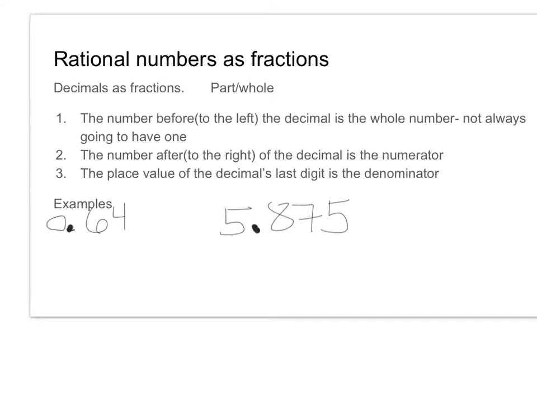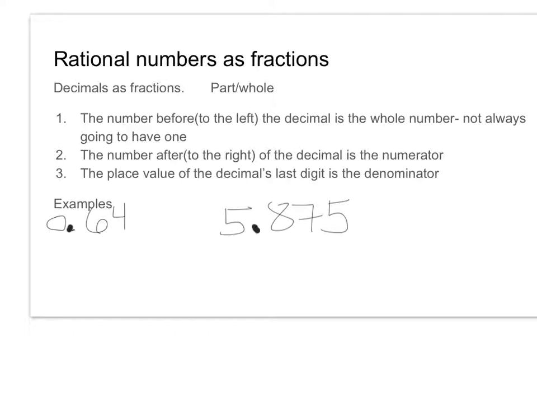So we can make decimals into fractions just like we can make fractions into decimals. They're both part of a whole. Why we have a decimal is because we have part of something, we don't have a whole number. Why we have a fraction is because we may have part of the whole thing. So, to change a decimal to a fraction, the number before the decimal is the whole number. You're not always going to have one. The number after the decimal will be your numerator because that shows what we have. The place value of the decimal's last digit is your denominator. Okay, that shows what makes up the whole thing.